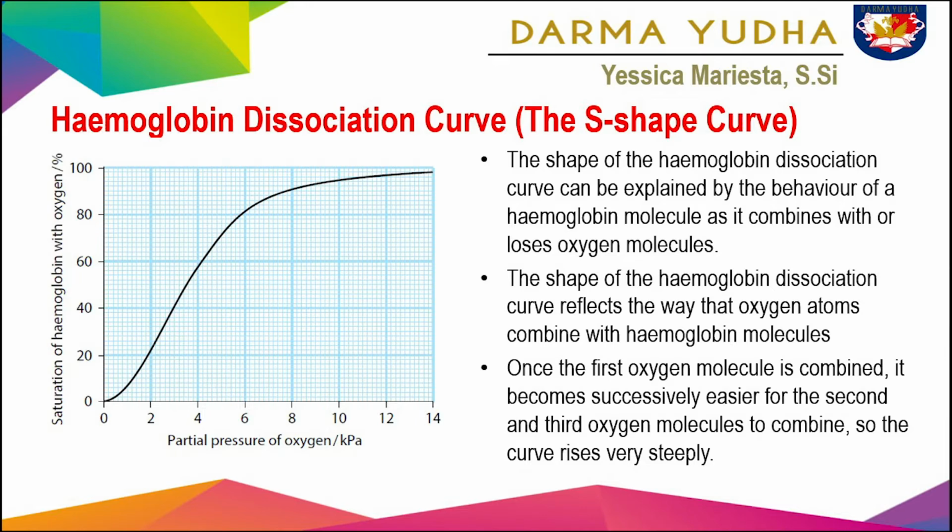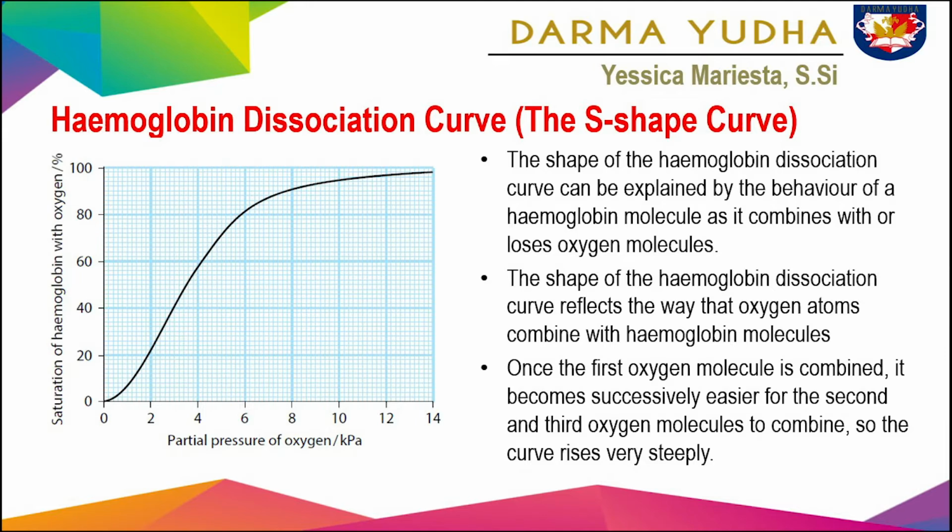This distortion makes it easier for the second oxygen molecule to combine with the second heme group. This in turn makes it easier for the third oxygen molecule to combine with the third heme group. It is then still easier for the fourth and final oxygen molecule to combine. The shape of the hemoglobin dissociation curve reflects the way that oxygen molecules combine with hemoglobin molecules.